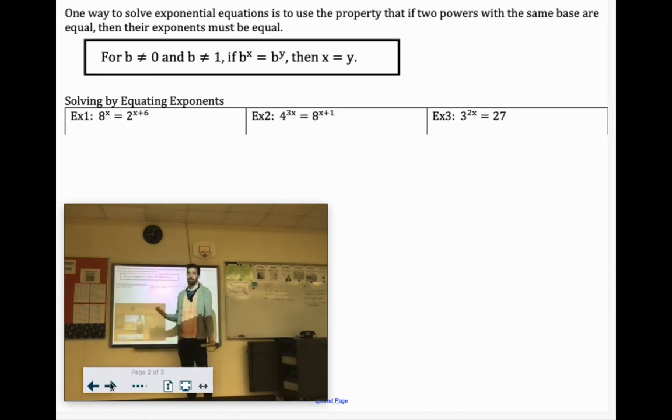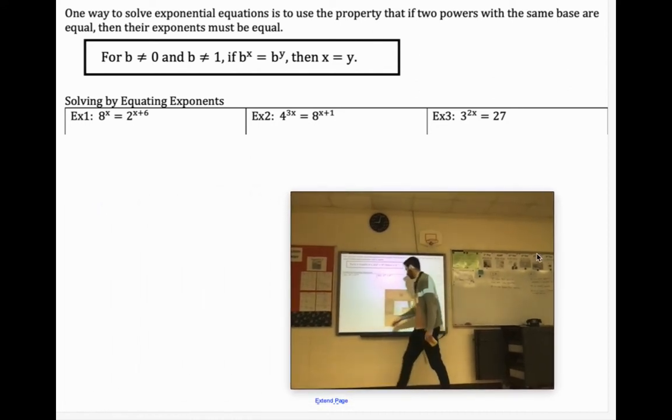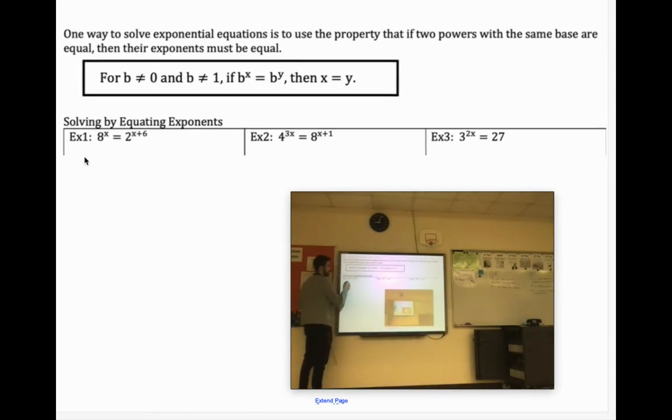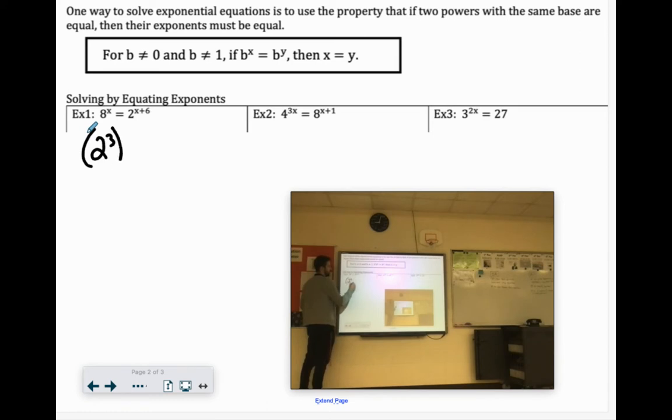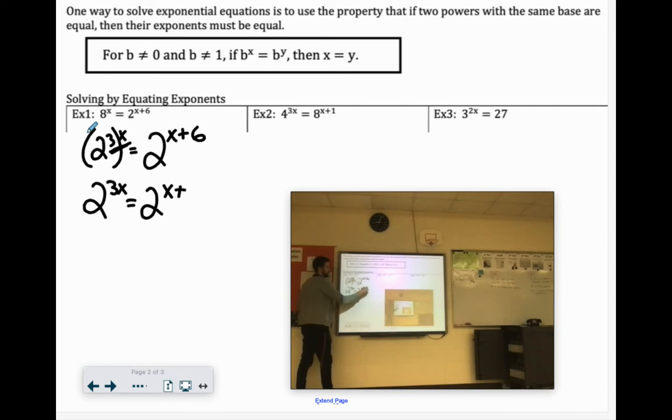Now, we're going to change the bases to a common base. So 8 is 2 to the third power. I'm going to rewrite 8 as 2 to the third, and then that's raised to the x power. Over here, we have just 2 to the x plus 6. Now, if we multiply them, you get 2 to the 3x equals 2 to the x plus 6. Now, they're both base 2, so really we're just solving the exponents at this point. So we're solving the equation 3x equals x plus 6. So we'll subtract an x from both sides. 2x equals 6. Divide by 2, and you get x equals 3.